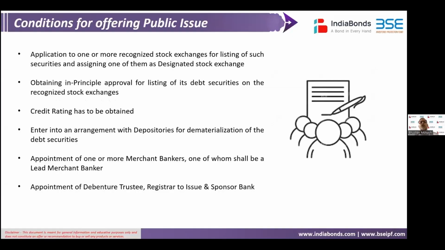The applications to one or more recognized stock exchanges for listing of securities, and assigning one of them as a designated stock exchange, obtaining in-principle approval for listing of debt securities on the recognized stock exchange, because any public issue that is coming has to get listed. Because if investors want liquidity, they can go to the secondary market and sell. Otherwise, they can hold until maturity.